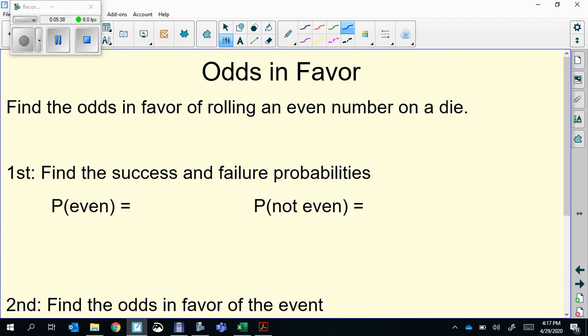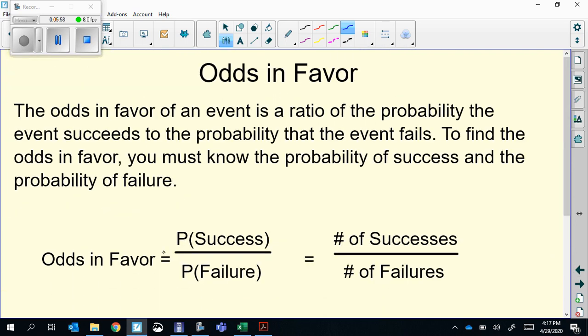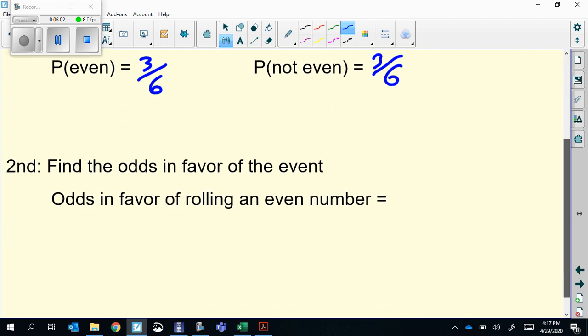So find the odds in favor of rolling an even number on a die. So the probability of getting an even would be 2, 4, 6. So that's 3 out of 6. The probability of not getting an even, that would be an odd, like 1, 3, and 5, which is also 3 out of 6. So we do the odds in favor, which we just said is success over failure. So we're looking at a success, which would be the probability of an even.